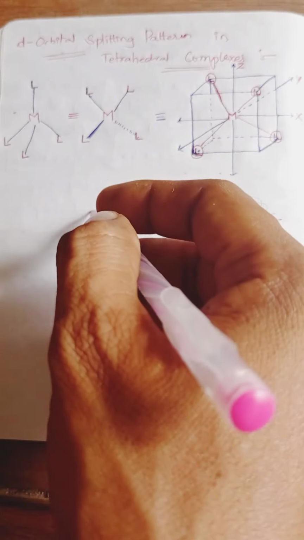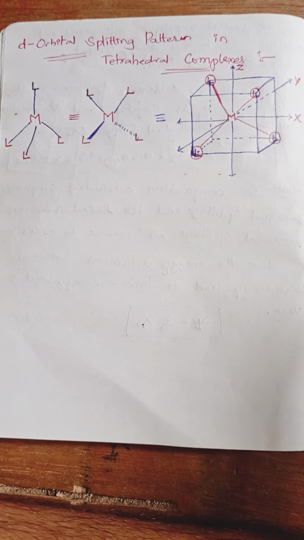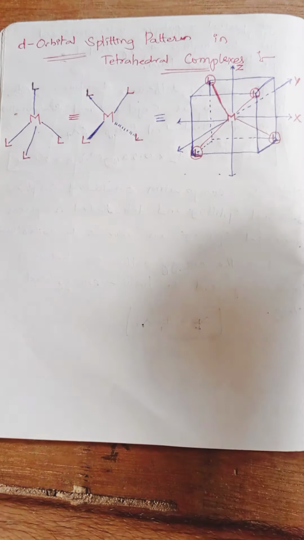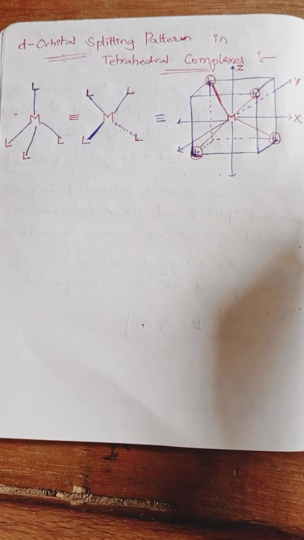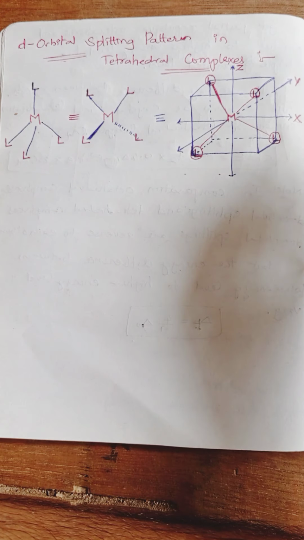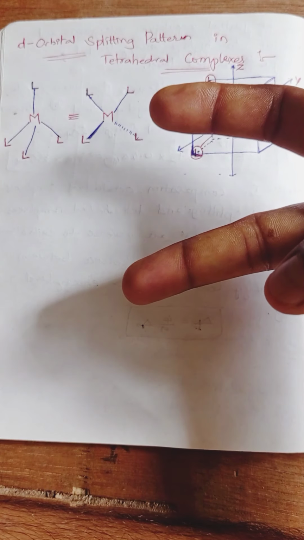Hi everyone. Today I am going to explain d-orbital splitting pattern in tetrahedral complexes. In the last class I explained the d-orbital splitting pattern in octahedral complexes. Here we have a complex variation, that is tetrahedral, right? So to explain the d-orbital splitting in different complexes, certainly we have to know two things, right?